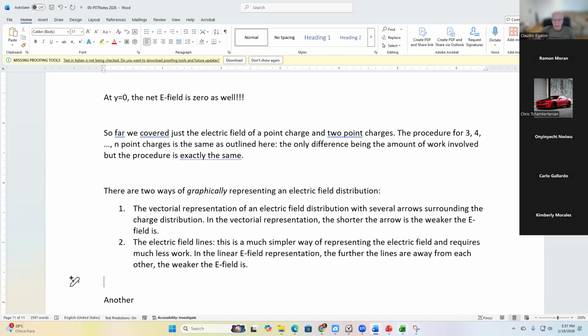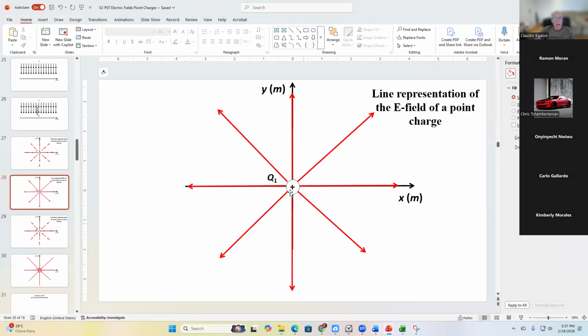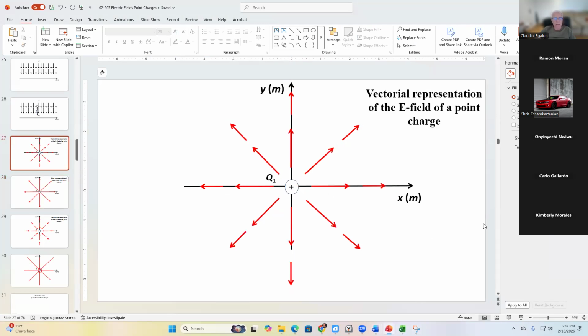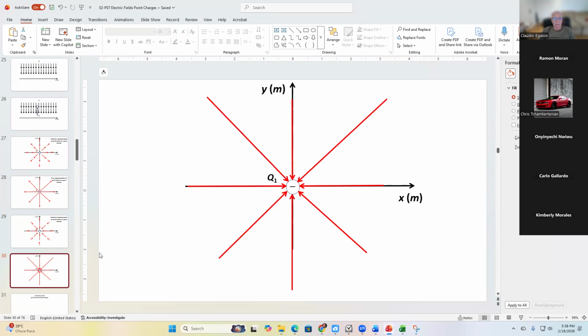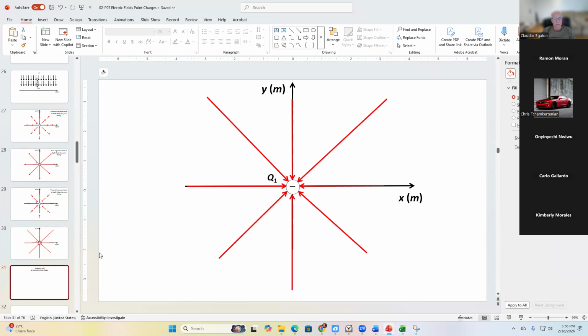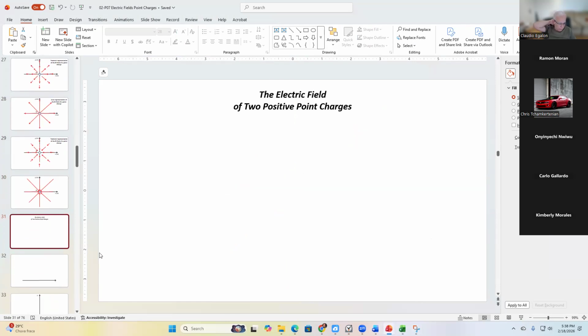It's far less work to represent an electric field in this way than representing an electric field in this way. Far less work. Okay? Here you go. Vectorial representation of the field. Line representation of the electric field. And we can have all sorts of different electric field line representations. Let me show you some examples for the electric dipole, for instance.